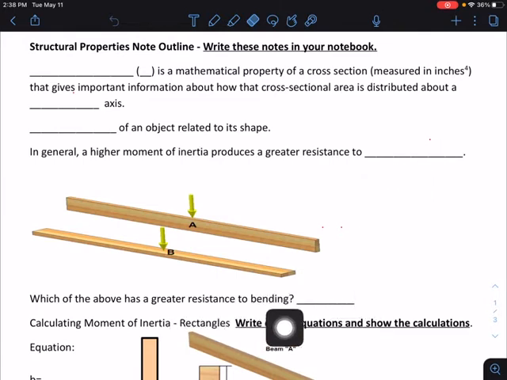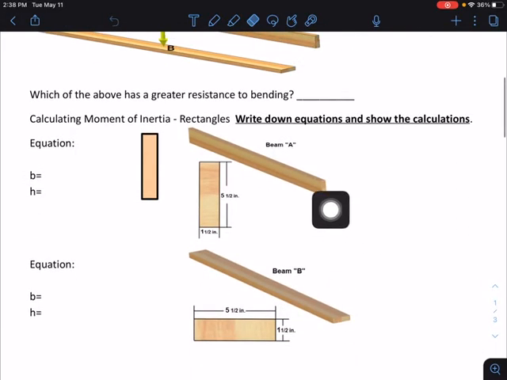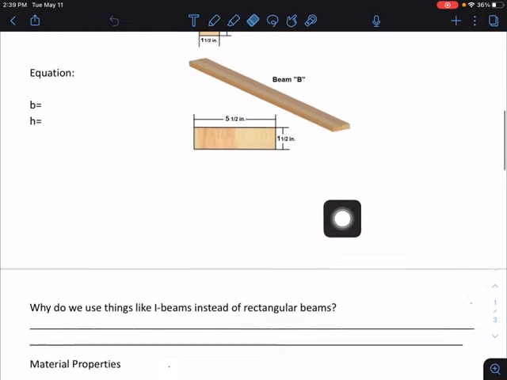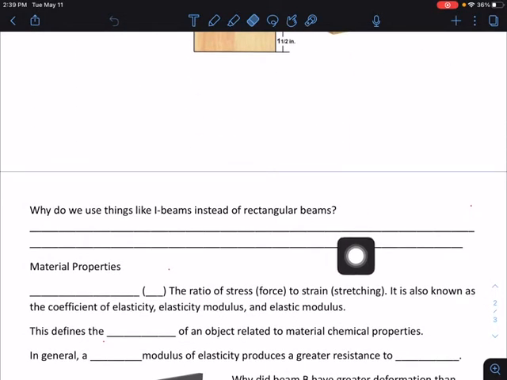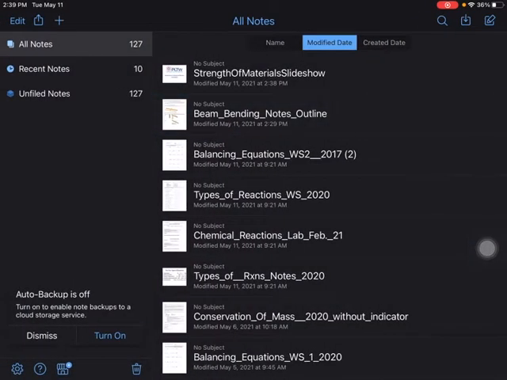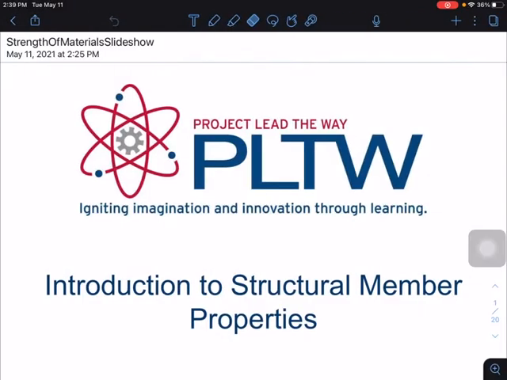Which of the above has a greater resistance to bending, and it has a blank to answer in. And then it asks you to write the base and the height for these different beams in different orientation. This one's in what's called the vertical or joist position, and this is in the plank or the horizontal position. So you'll answer these questions as we're going along here, and I'll try to reference them as we go.